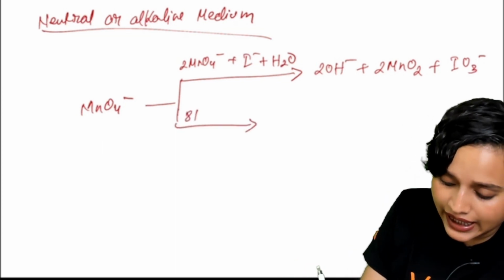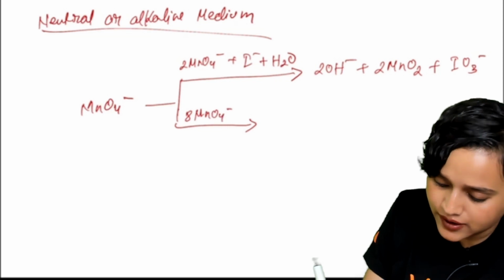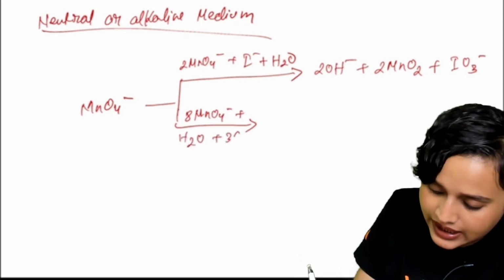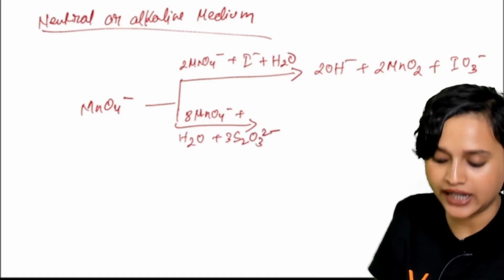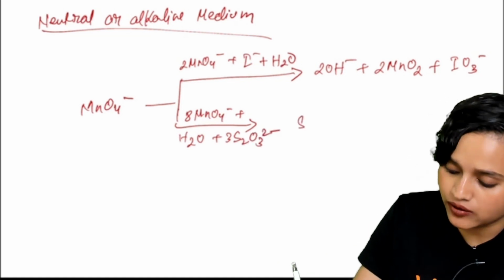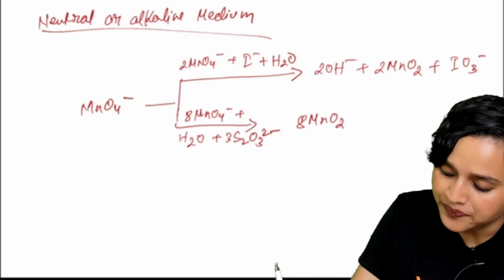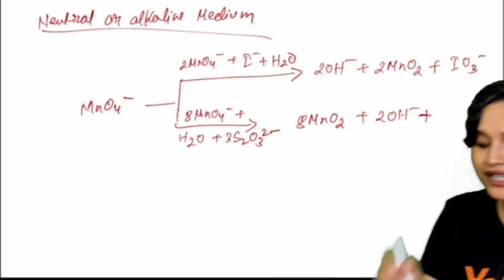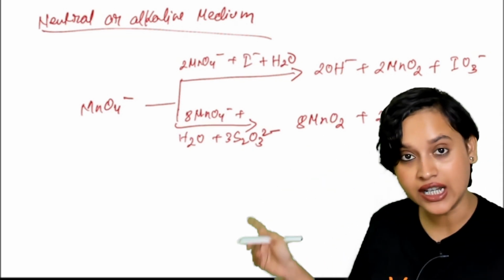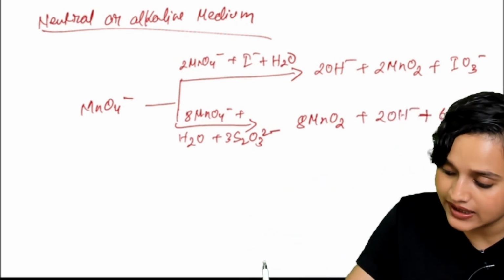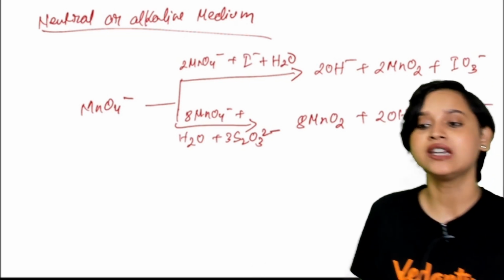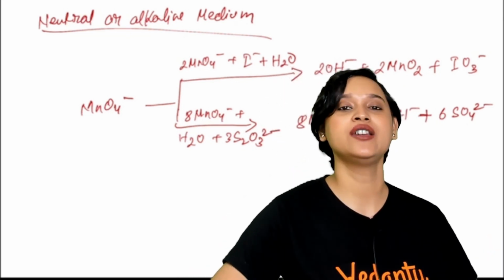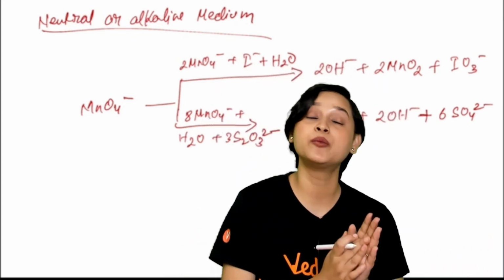Next, let's take 8MnO4 minus, obviously H2O we will take, and let's take 3S2O3 2 minus. Okay, now the moment you see this, what will you make? You will be making 8MnO2 plus 2OH minus plus, do you see 3S2O3? So instead of 3S2O3, 3 2s are 6, that means 6SO4 2 minus. This is your answer, everybody. This, my dear student, is where you end your potassium permanganate.